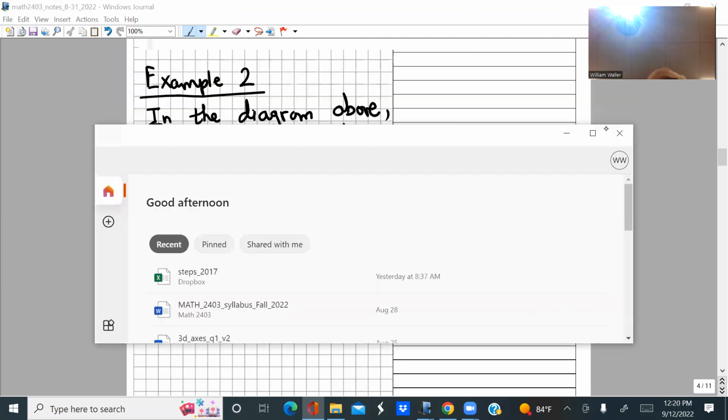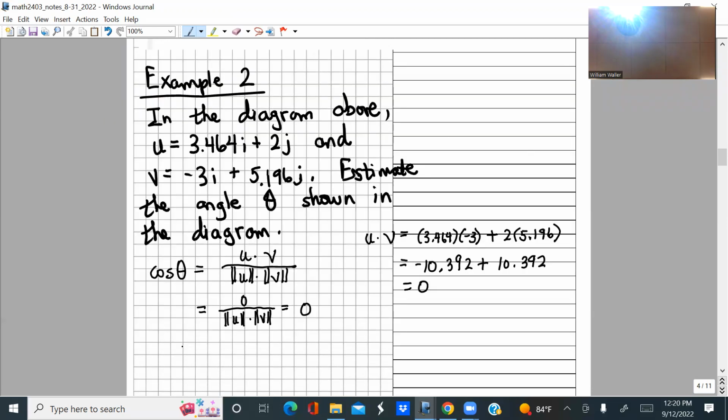is what? So what's theta? That's the arc cosine of 0. And what's the arc cosine of 0 there? Pi over 2. Sure, right. So it was just an easy problem for us. All right. So we get theta is pi over 2.